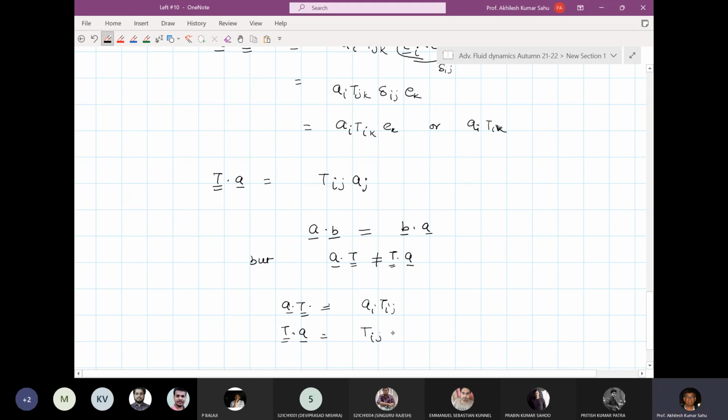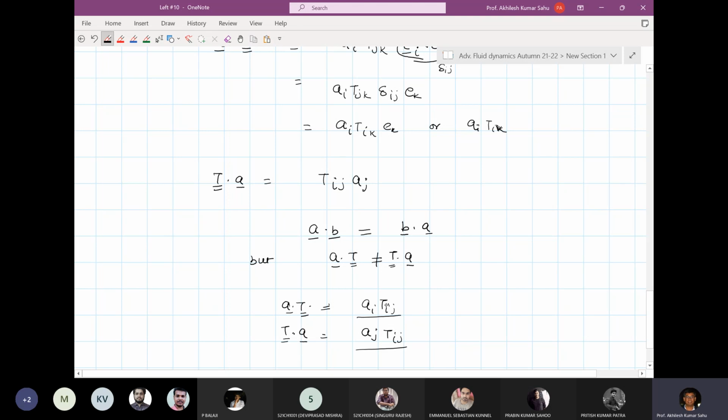Tij, aj. Okay, or let's say if I'm using the index j, then it will be ij. Okay, so it will be like this. So, how to check whether they are same or not? I mean, they are different actually.